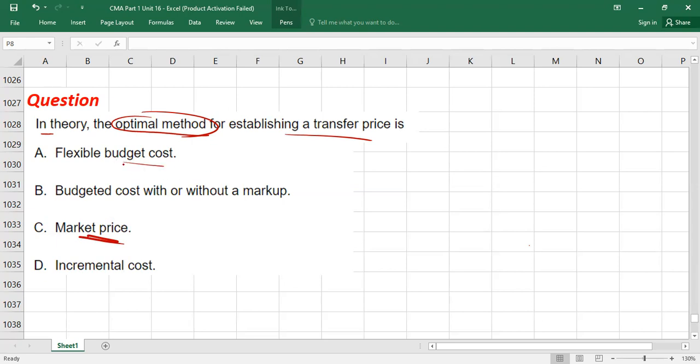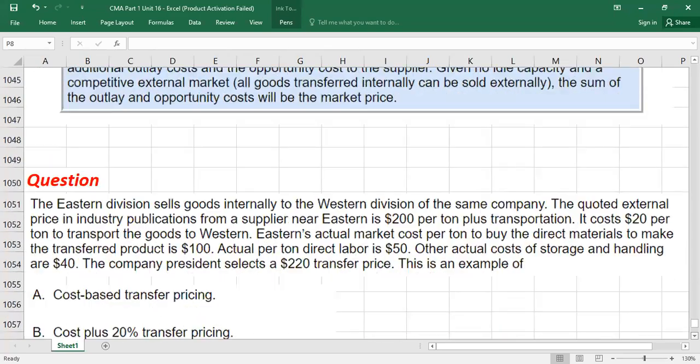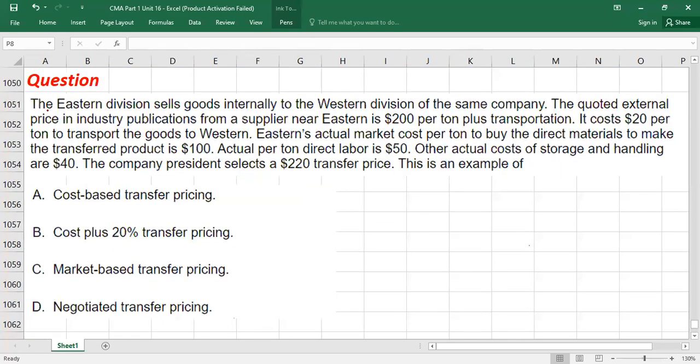So this is why I didn't tell you anything about this flexible budget cost, budgeted cost with or without markup. It means you can include profit, or you don't include it. That is not max. Max is the market price. Incremental cost means a variable cost. No, it's not a max. It's the floor, the minimum. Ceiling is always max. Ceiling is your market price. Just go through this question, please.